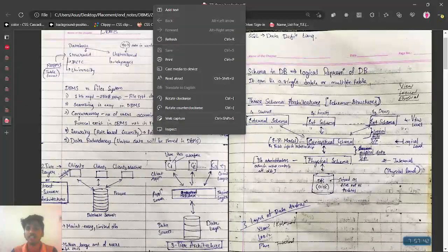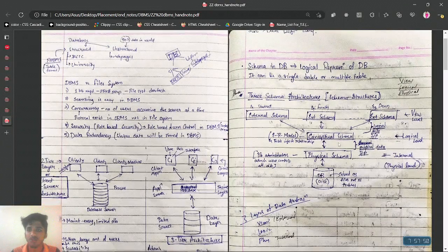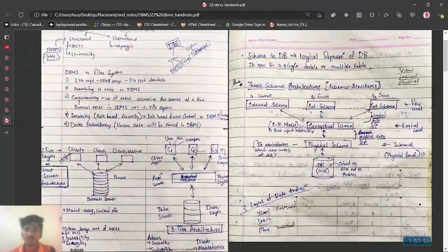Now, schema in database: a logical representation of the database. It can be a single table or multiple tables. Now, the three schema architecture comes with the three layers of data abstraction. One is the physical layer, which is present inside the server, like the hardware part. Then comes the logical part, where concepts or logic are designed and made, and third is the external part, which can be considered the view layer. In the view layer, any person has the right only to view the database, not to do any kind of modification in the database. So these three layers of data abstraction make it more useful and more secure.